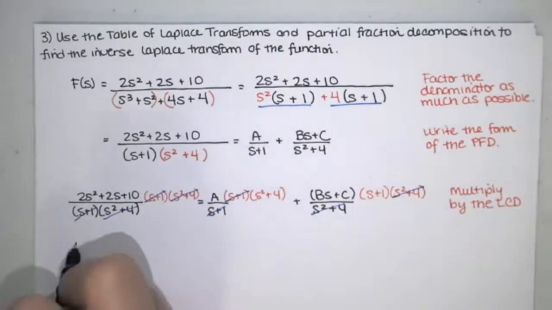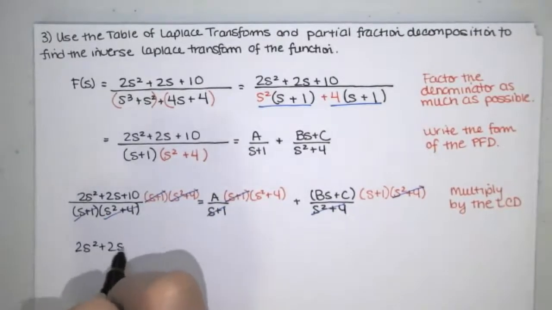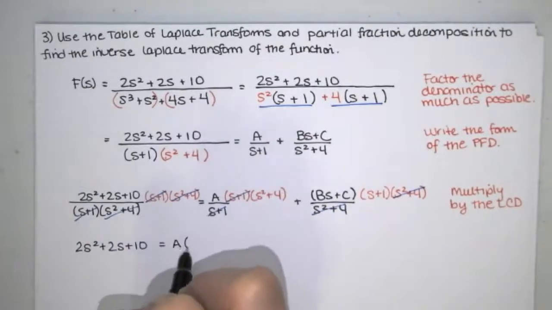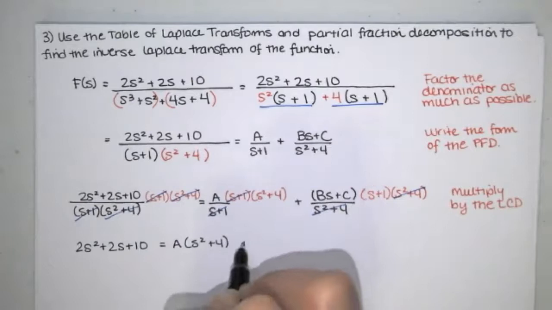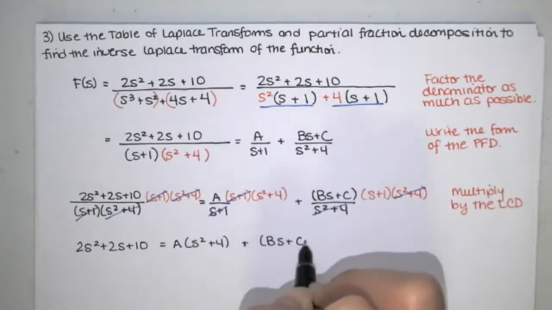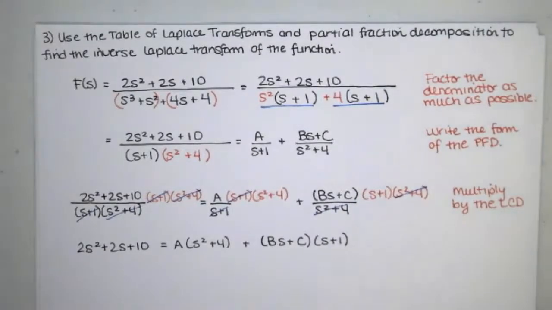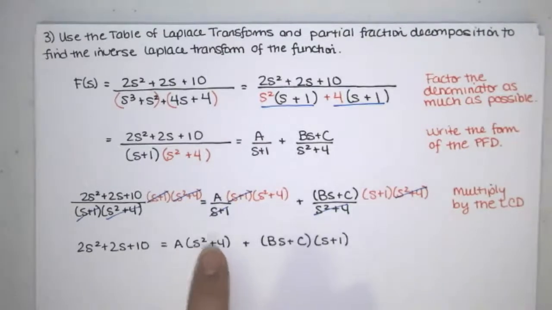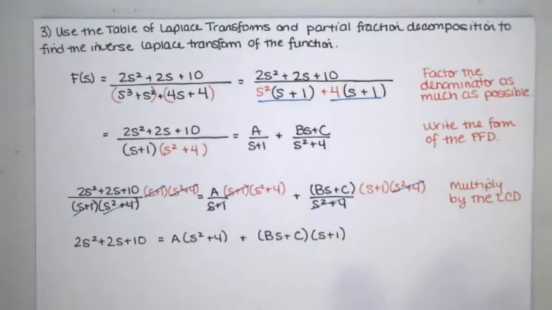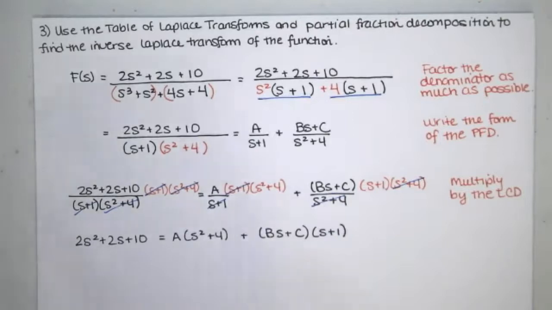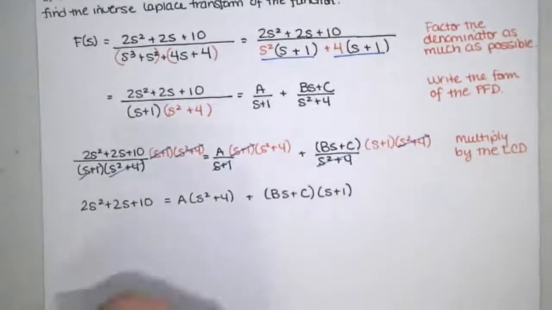And then you're left with this equation. You've got 2s squared plus 2s plus 10 equals A times the quantity s squared plus 4, plus Bs plus C times the quantity s plus 1. Now, typically, we like to choose values of s that cause each of the factors to be 0. But we don't tend to choose complex values of s. So we're not going to let s equal plus or minus 2i to cause this factor to equal 0. But we will let s equal -1 to cause this factor to be 0. And then we'll use that to solve for one of the values of A, B, and C.